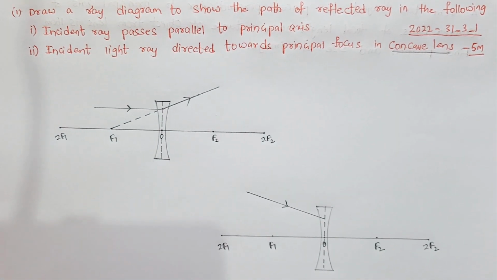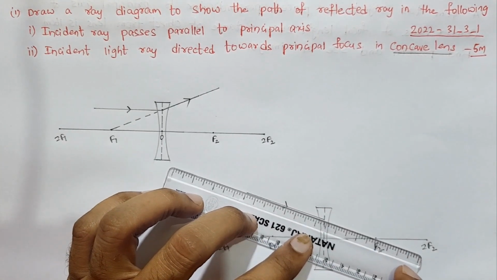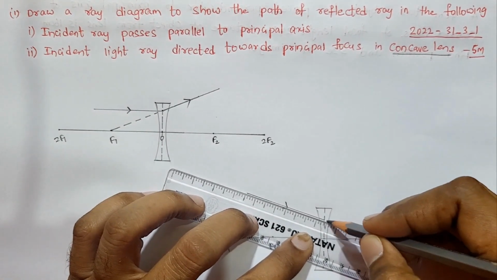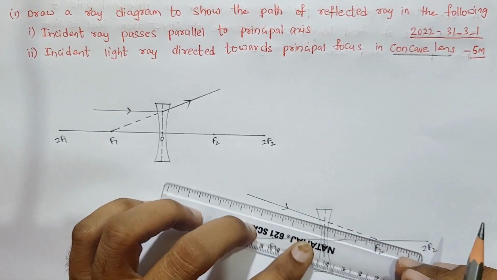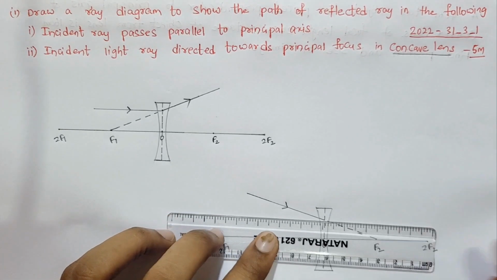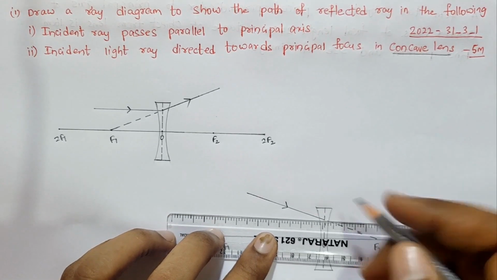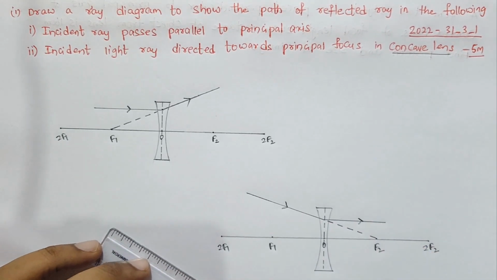Following the same procedure which I have mentioned below, I have constructed this lens and this diagram. So now second case is the incident light ray should be directed towards the principal focus. Then the reflected light ray will pass parallel to principal axis like this. Right.